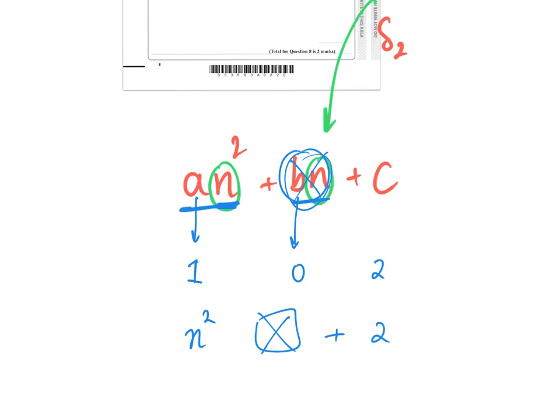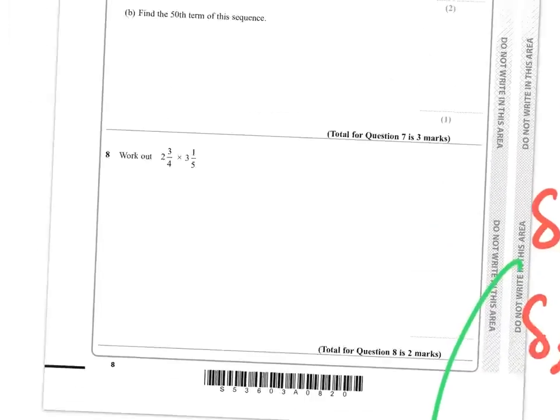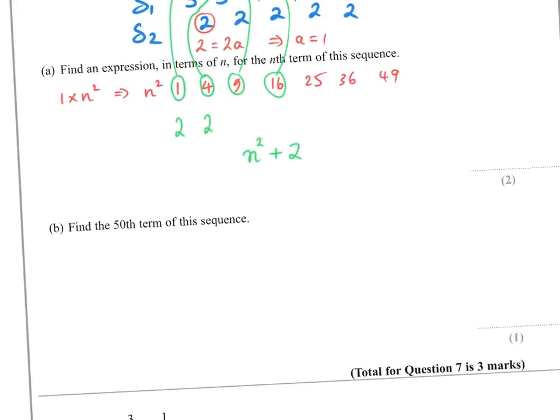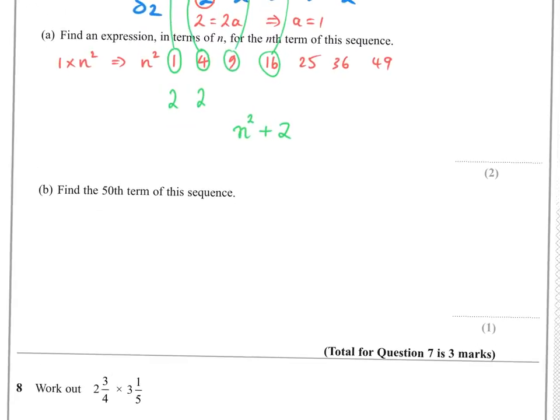So let's look at the next part of the question. It asks us to find the 50th term of this sequence. Well, that would be when n is 50. So without a calculator, I'm sure we can do 50 squared plus 2, well that's just 2,500 plus 2, which is 2,502.